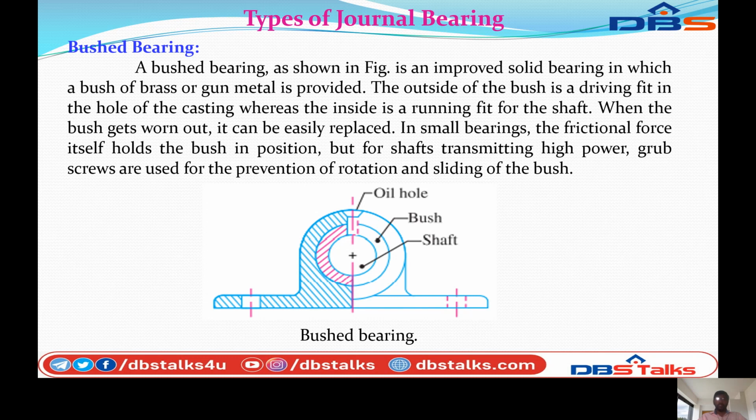So why do we use the bush? The inside is a running fit for the shaft, and when the bush gets worn out, it is easily replaced. In small bearings, the frictional force itself holds the bush in position. When the shaft transmits high power, grub screws are used to prevent rotation and sliding of the bush. When the bush is damaged, you can replace it very easily and simply. So this is the bushed journal bearing.